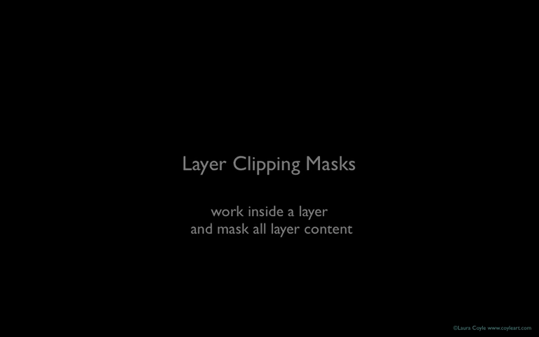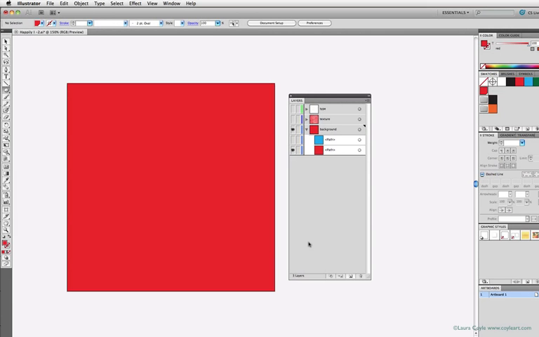Layer clipping masks work on the same principle as clipping masks, a shape at the top of the stack that becomes the mask for the objects below. Only in this case, a layer clipping mask works inside a layer to mask everything, all objects in the layer. And all you need to make a layer clipping mask is a shape and a layer. So here's how to make one.